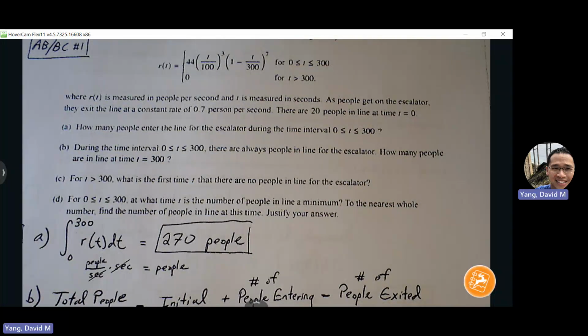I just want to show you that R of t is people per second, time is in seconds. So if I multiply people per second by seconds, I end up with number of people. So anytime you take the antiderivative, you're always changing the units because you're always multiplying by a time, or your x component.